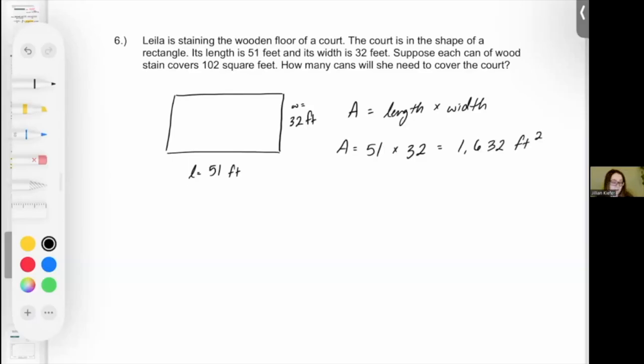Now we want to know how many cans of wood stain she'll need. We know that every can covers 102 feet squared.